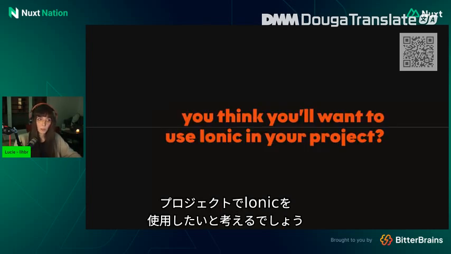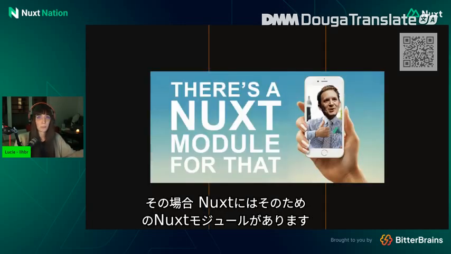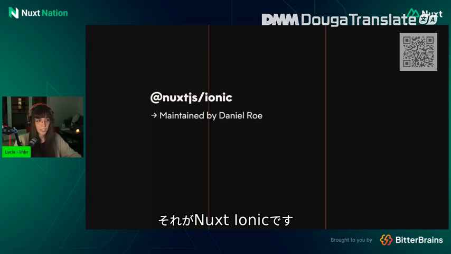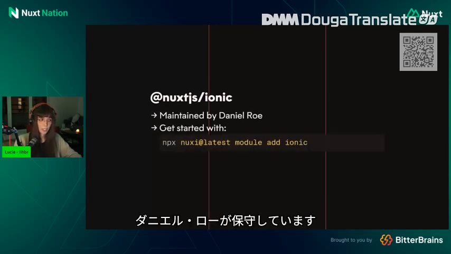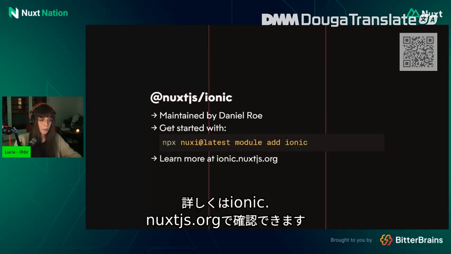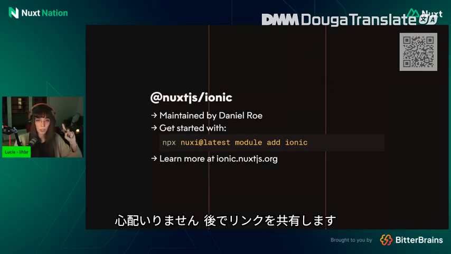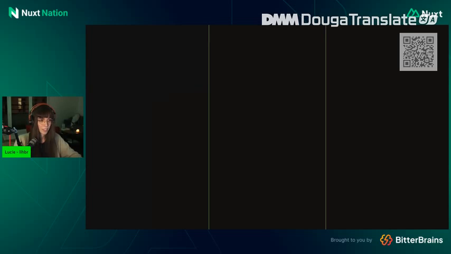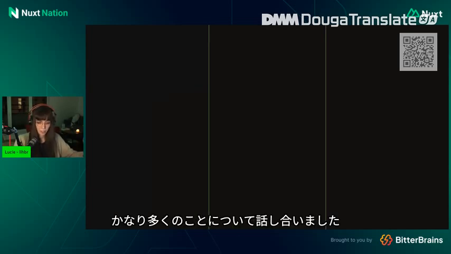So you think you want to use Ionic in your project. In that case, look no further because at Nuxt, we have a Nuxt module for that. It's called Nuxt Ionic. It's maintained by Daniel Rowe, and you can get started with it with just one command, as with every Nuxt module out there. You can learn more about all of that at ionic.nuxtjs.org, but no worries, I will share all the links with you later on.